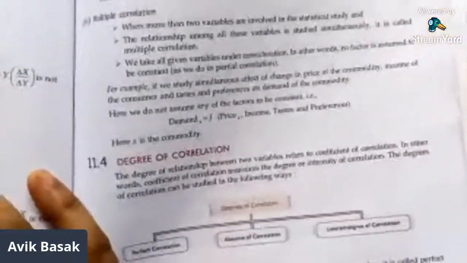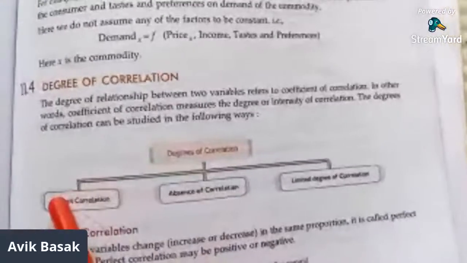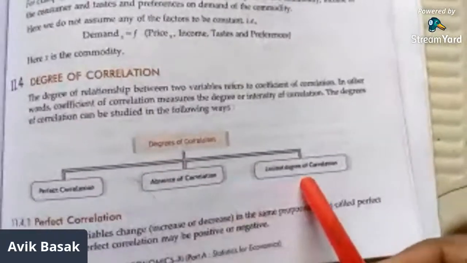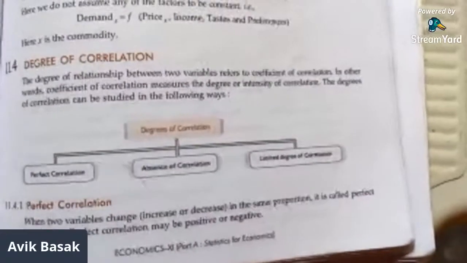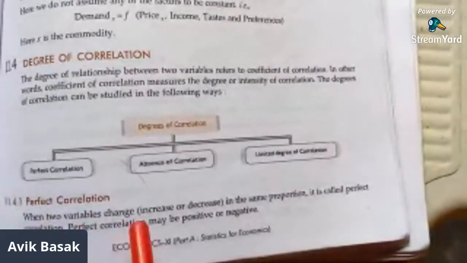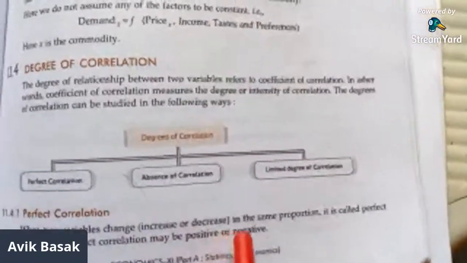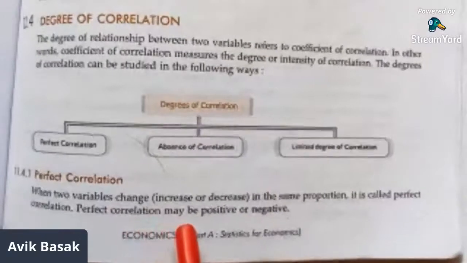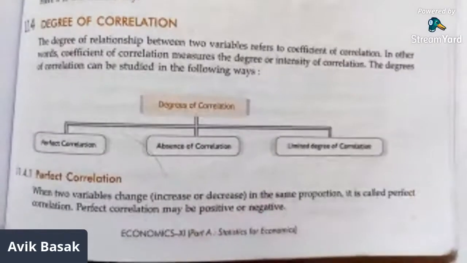There are degrees of correlation. Now this degree of correlation is of three kinds: perfect correlation, absence of correlation, limited degree of correlation. What is perfect correlation? When two variables change, increase or decrease, in the same proportion, it is called perfect correlation. Perfect correlation may be positive or negative.